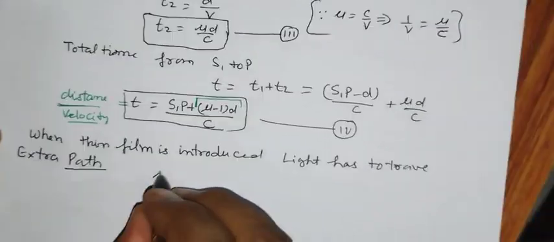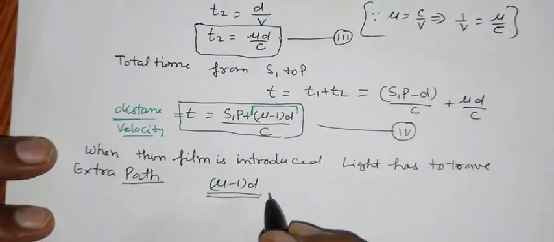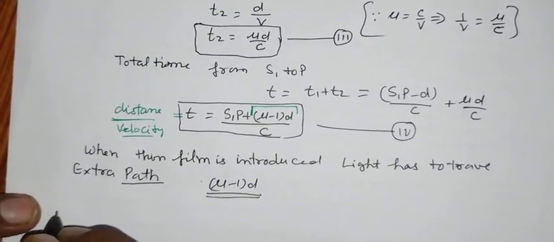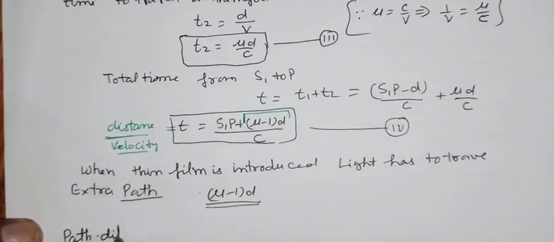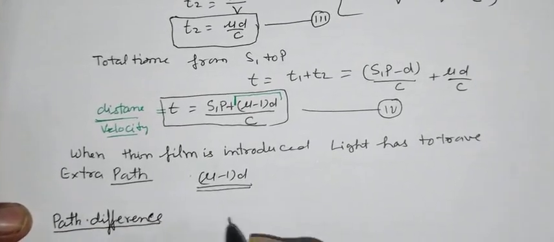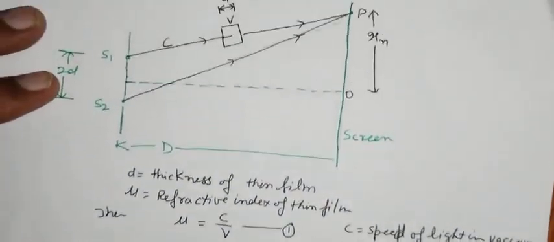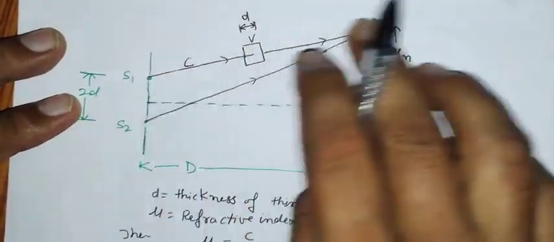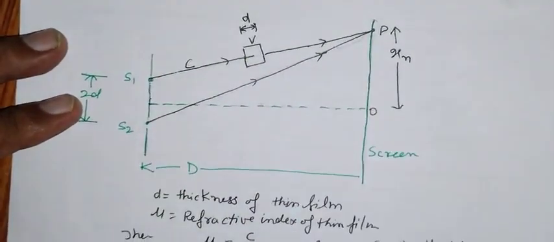Extra path, how much? (mu minus 1) into D. Light has to travel extra path. Now we are going to obtain the path difference. See the path difference. We know the longer path in the diagram is S2P, minus the distance traveled by the beam of light from S1 to P.